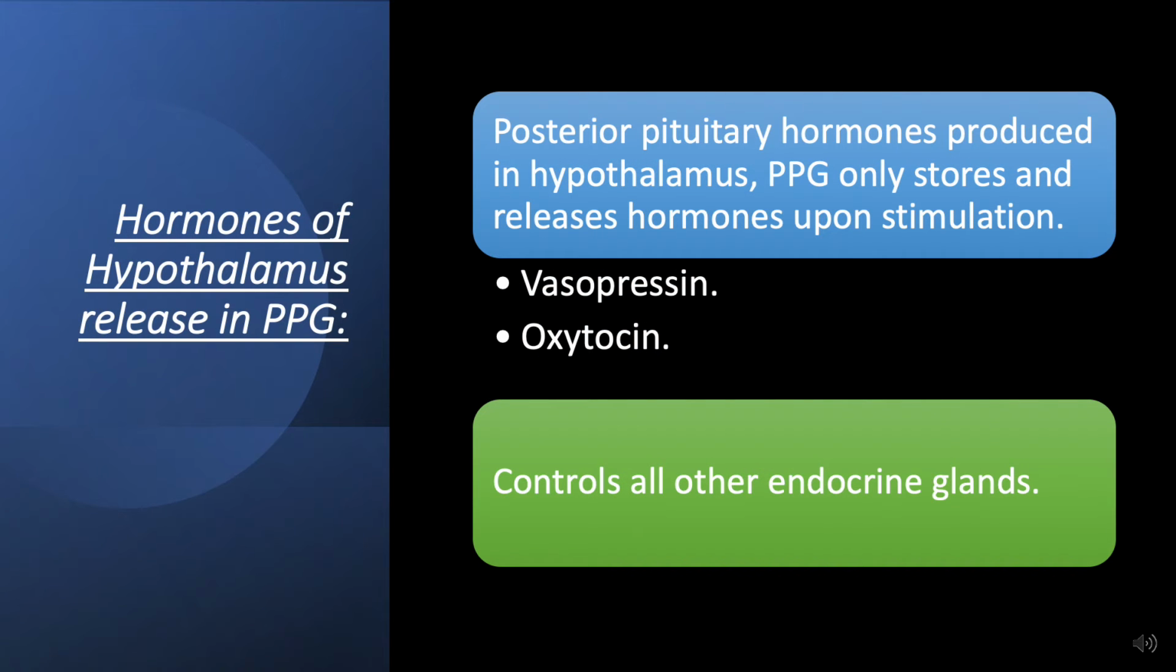Hormones of the hypothalamus are released in the posterior pituitary. Posterior pituitary hormones are produced in the hypothalamus. The PPG only stores and releases hormones upon stimulation. 1. Vasopressin. 2. Oxytocin.